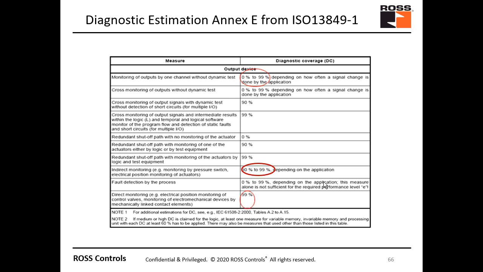And so with most of our valves, we say we have 99% because they are monitored directly as part of the valve. If it is external to the valve, it depends how far your monitoring is from the valve. A lot of people, for example, don't check their valve, they check the end effector, like the cylinder. That would be indirect monitoring, whereas we're getting more direct monitoring right off of our valves. So we can say 99% with the Ross valves.